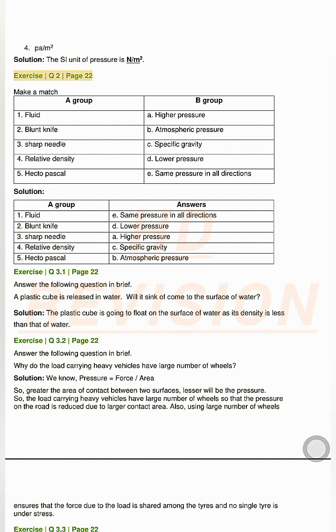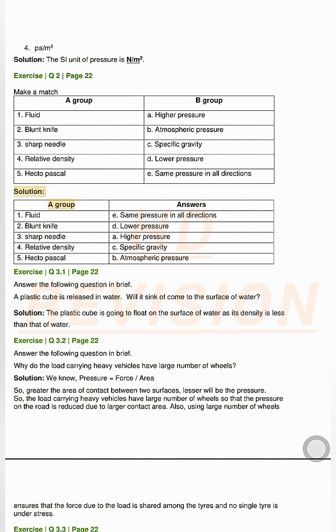Exercise Q2 page 22. Make a match. A group, B group. 1. Fluid, A. Higher pressure. 2. Blunt knife, B. Atmospheric pressure. 3. Sharp needle, C. Specific gravity. 4. Relative density, D. Lower pressure. 5. Hectopascal, E. Same pressure in all directions.